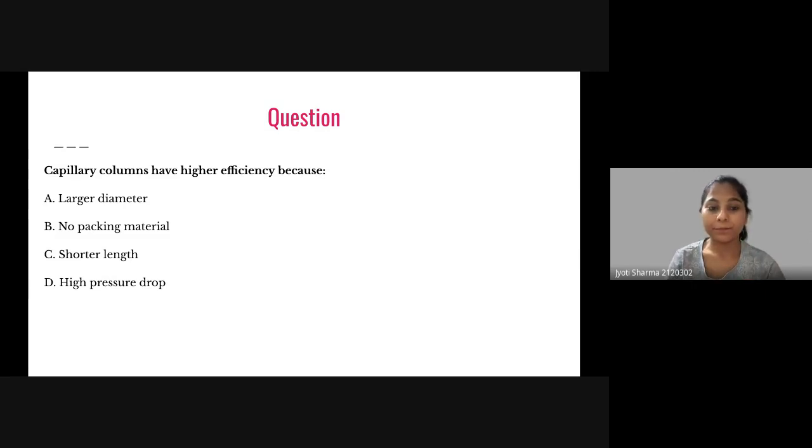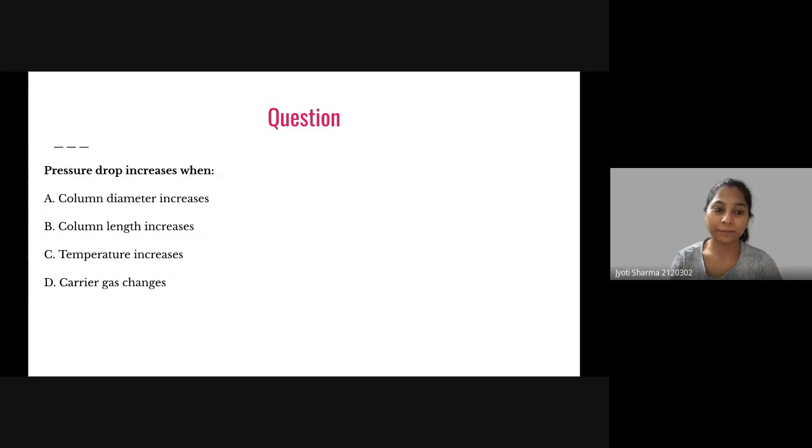Okay. So yeah, we already have talked about this. Packed columns have packing material, and that increases the pressure drop, and that's why the efficiency reduces. But here in the capillary column, we do not have any packing material, and even the column length is very high, and that's how efficiency increases.